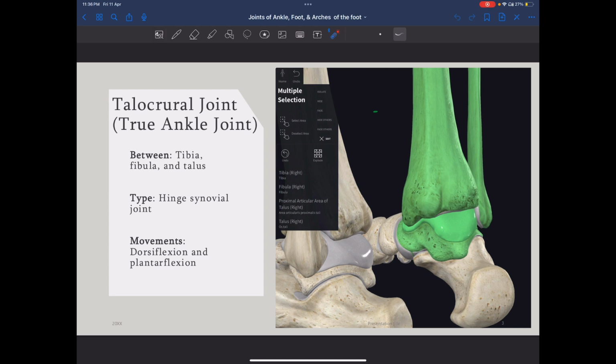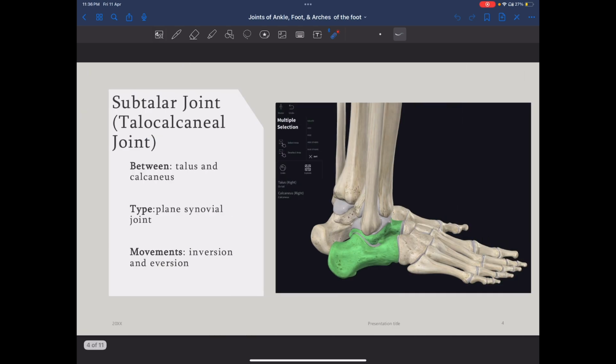First joint is the talocrural joint, which is the true ankle joint. It forms between the tibia, the fibula, and the talus, right here. This is a hinge synovial joint, and usually it helps in the movement of dorsiflexion and plantar flexion. So this is the foot right here. Dorsiflexion would be up, and plantar flexion would be down.